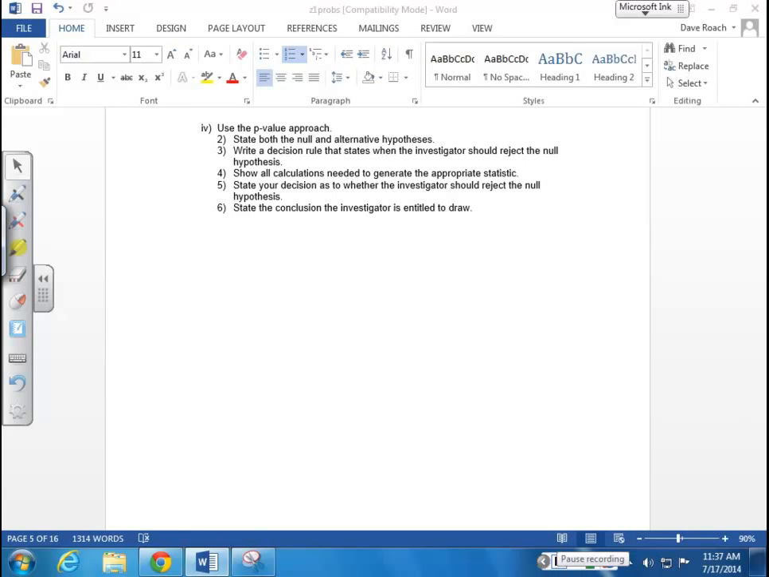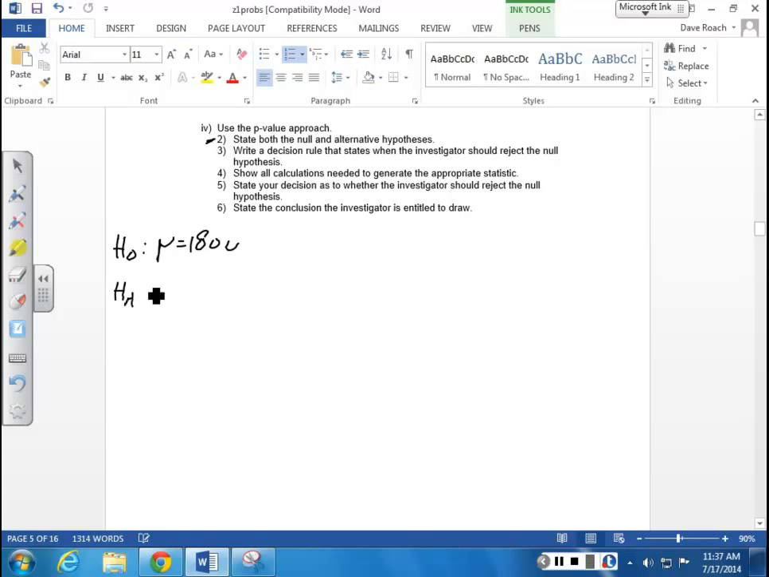Okay, so for the p-value approach, first of all, I love Word and automatic numbering. Start with 2. Actually, we wouldn't do that, but we will for here. State the research and null hypothesis, or the null and alternative. We've already done that. I'll repeat it here. H0 was mu equal to 1,800. HA was mu greater than 1,800. So we've already done that part.